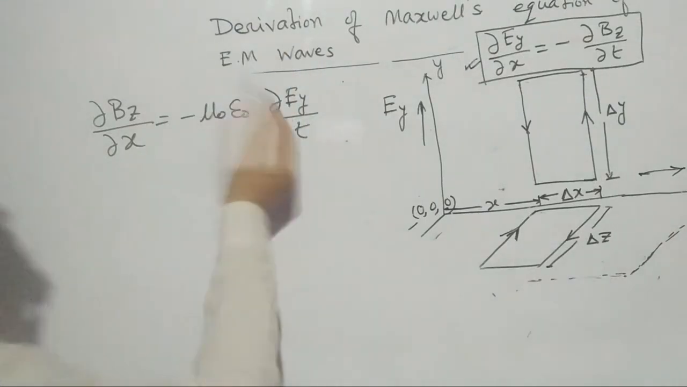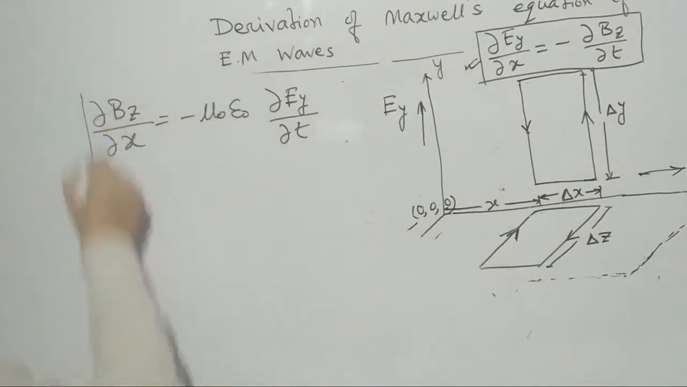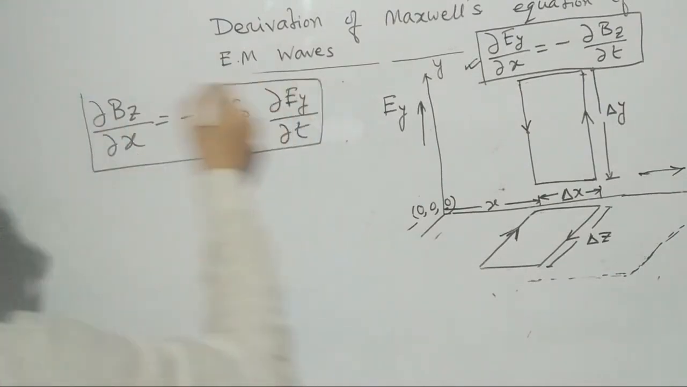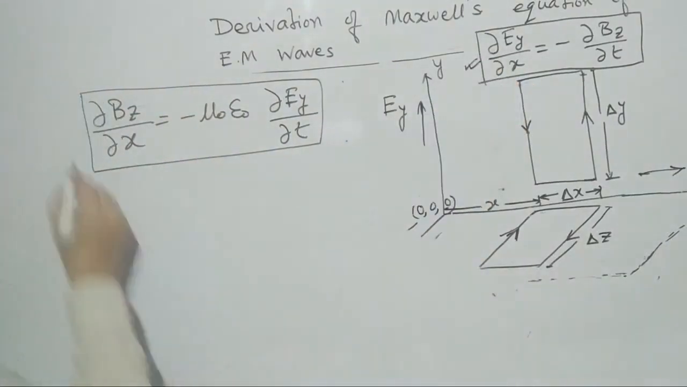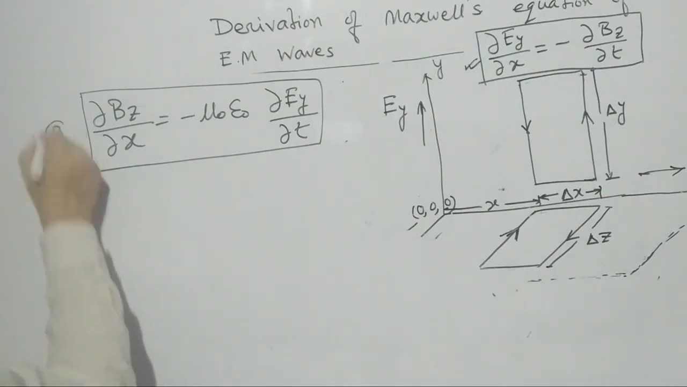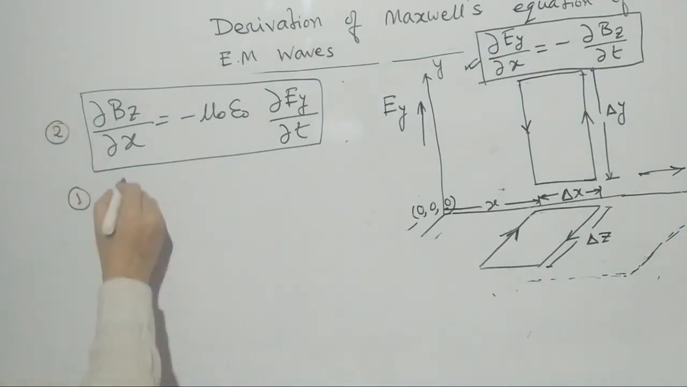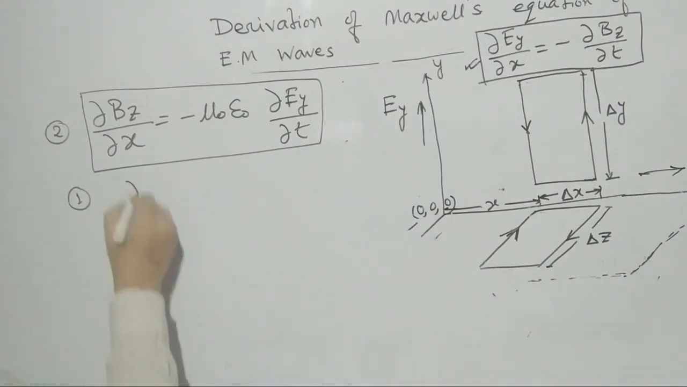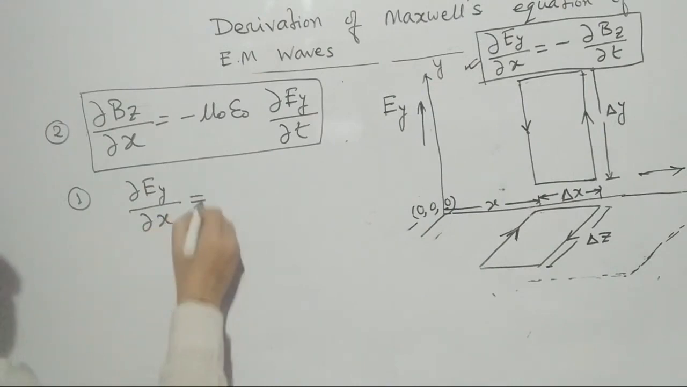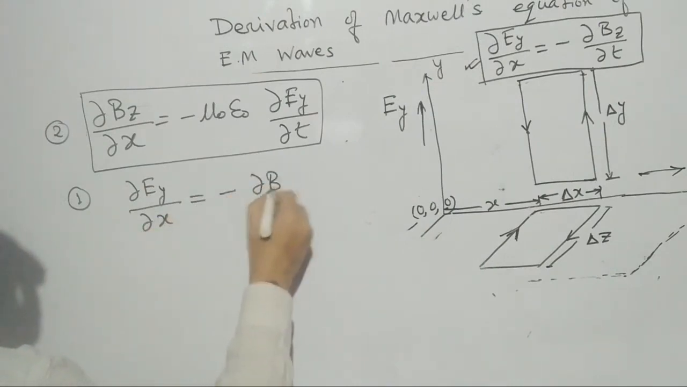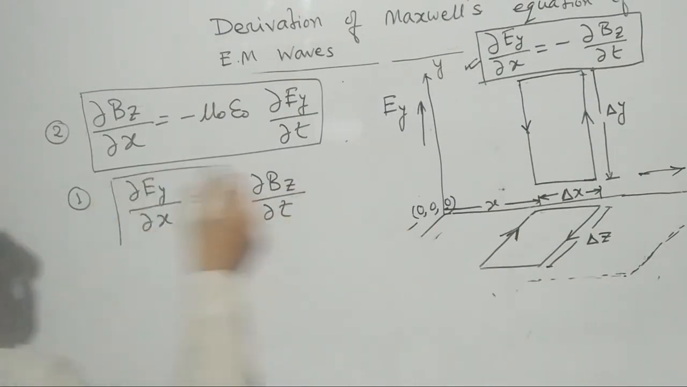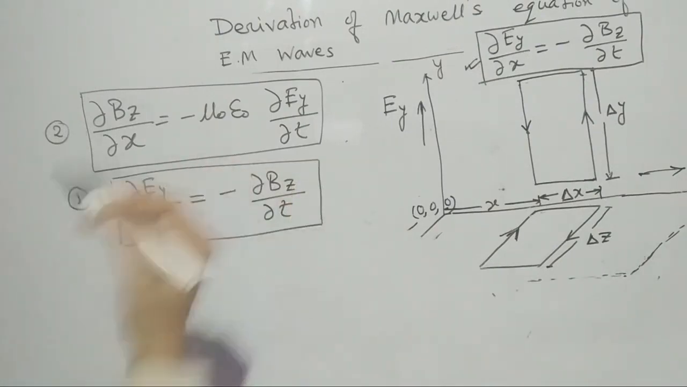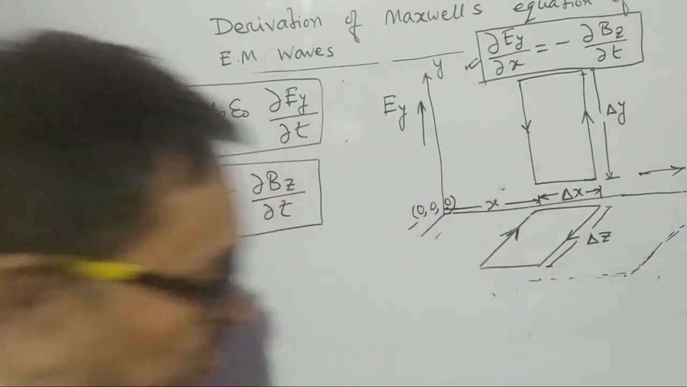So now this is our second equation. So this is our second equation, and we have got our first equation this. So the first equation is this. So this is the second equation, and the first equation that we have already written here, that is del Ey by del x equal to minus del Bz by del t. So these two are the equations that we have got from this figure.